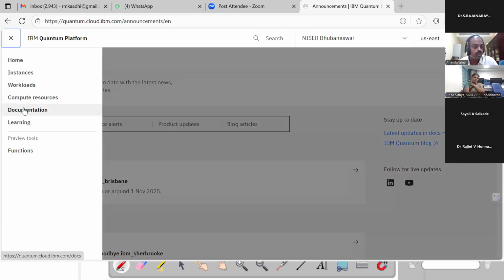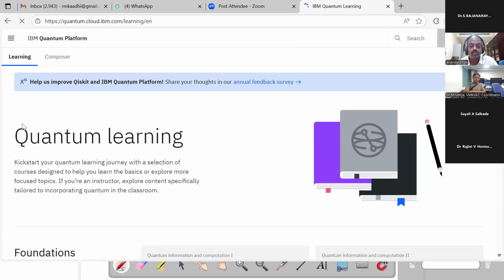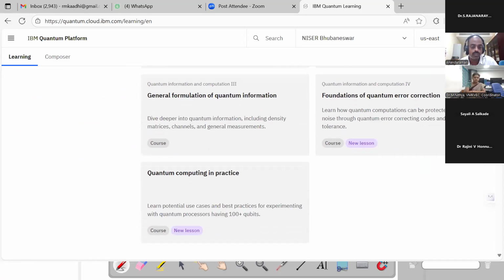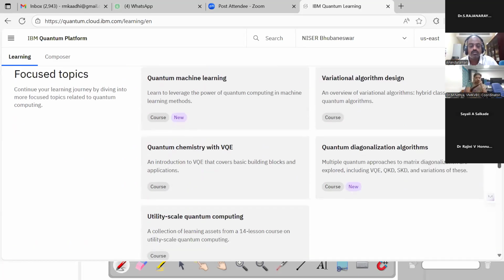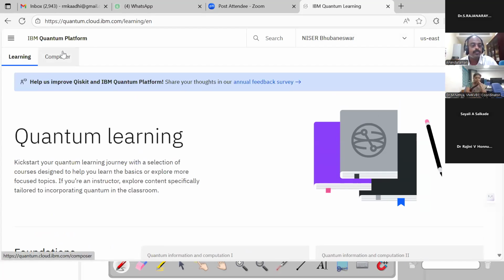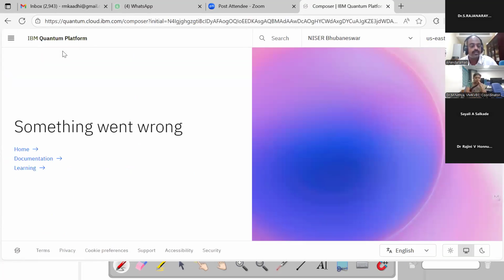Quantum composer is there, learning, functions, workbook, compute resources. So all courses, all materials, everything is available here. Quantum composer, okay, composer. So here, if you draw the circuit, the quantum gates will be there. If you just, something went wrong, okay, they are not allowing actually.